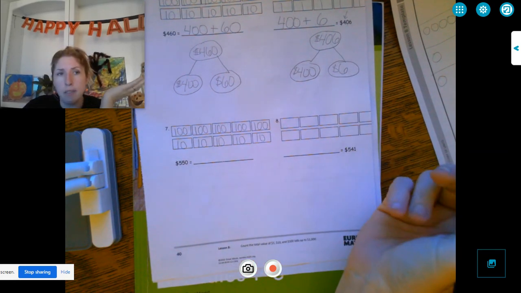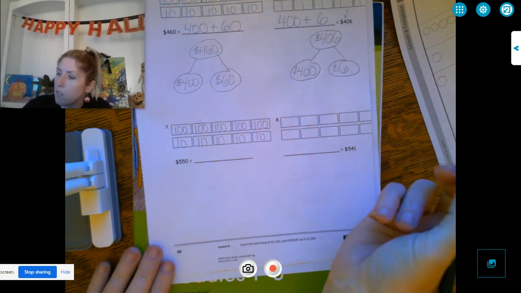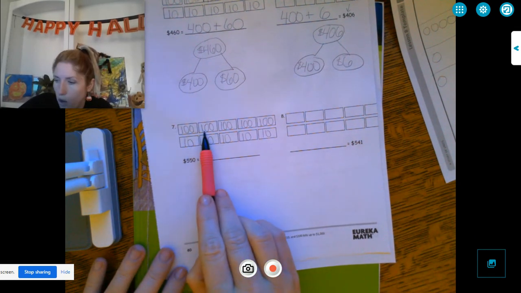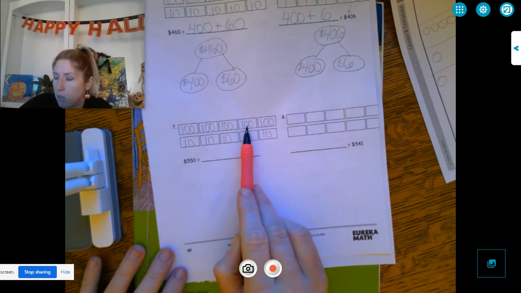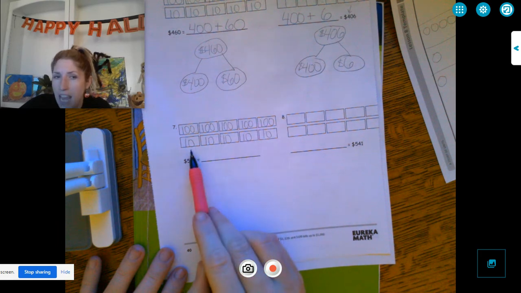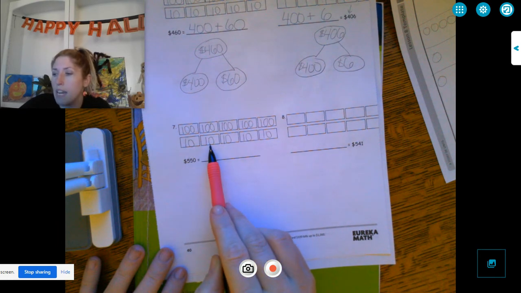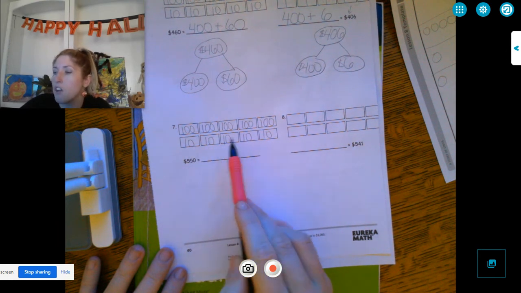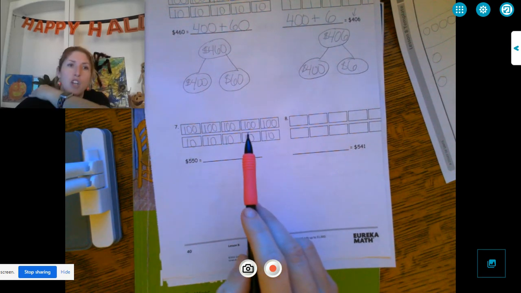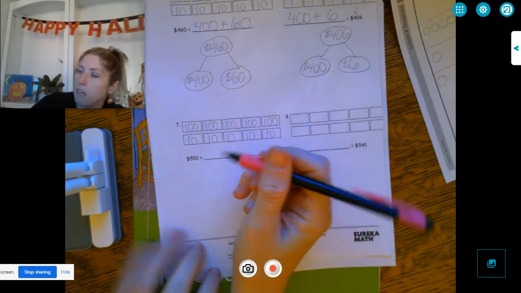And then there's no ones, so no $1 bills. All right, let's count and see if we did it correctly. So 100, 200, 300, 400, 500, 510, 520, 530, 540, 550. Good job, us. All right, let's write it in expanded form.